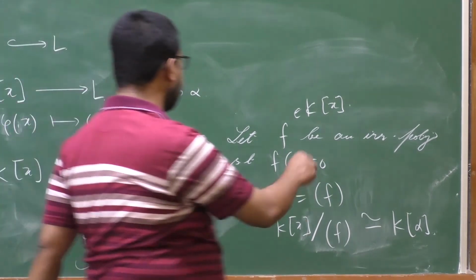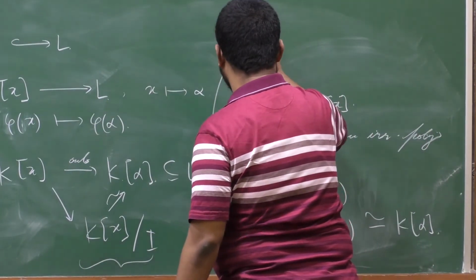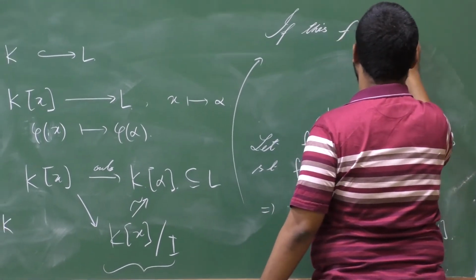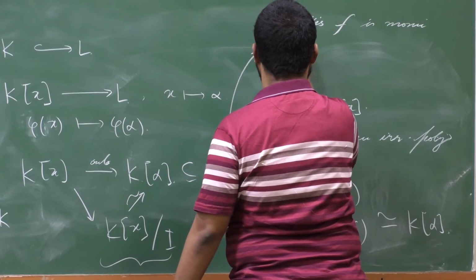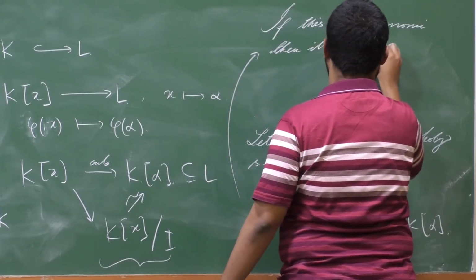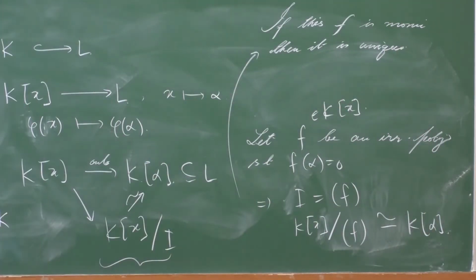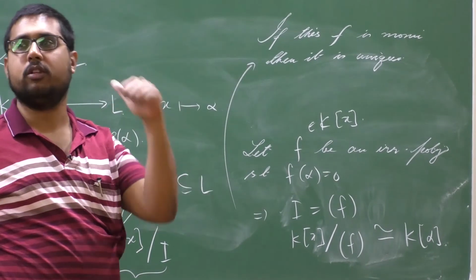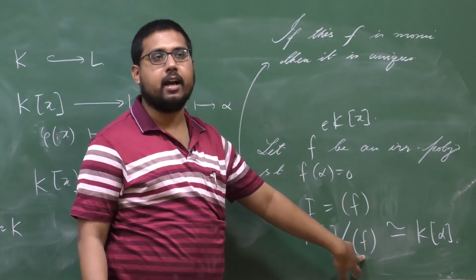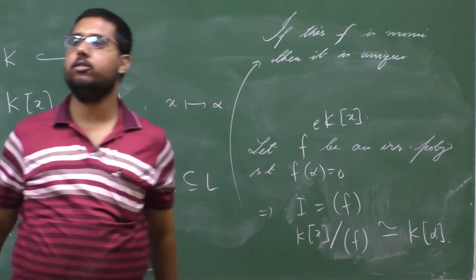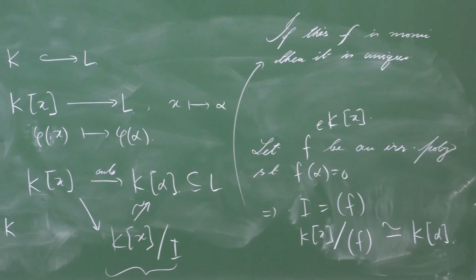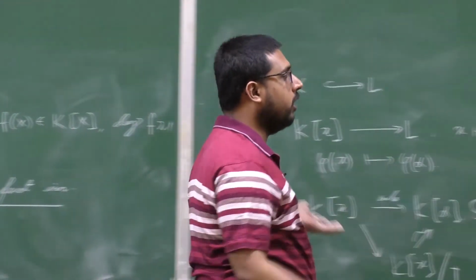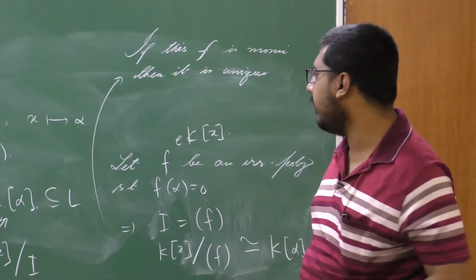Also from here it is clear, as I was talking about, that if we insist this f to be monic, then it is unique. Why so? This is very simple. If there is another, let's say g, another irreducible monic polynomial which also has alpha as a root, then g will be inside the kernel. Therefore, f will be dividing g. But f and g are both irreducible, so they can only be associates to each other, that is, constant multiples of each other. Since we have assumed both of them are monic, there is no choice for g other than f. So that's a very clear cut argument.